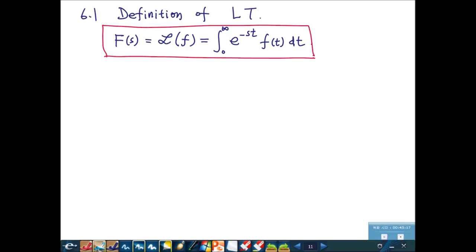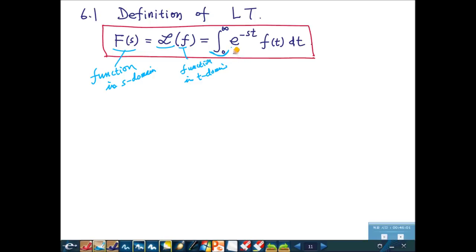Term by term, okay? This is a function in S domain, okay? This is the Laplace operator. This is a function in time domain, right? T domain. And this is just integration, right? Integral from 0 to infinity. And we need to figure out why. Why 0 to infinity, right? It could be minus infinity to infinity, or minus infinity to 0, right? Why from 0 to infinity, okay?